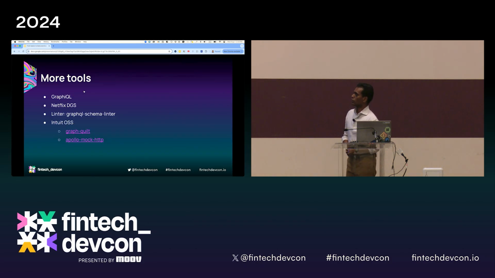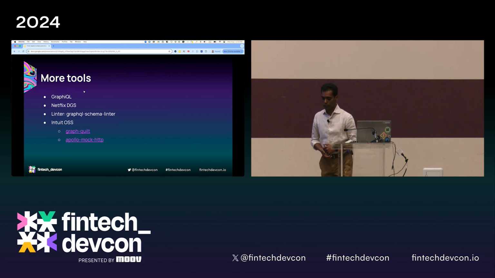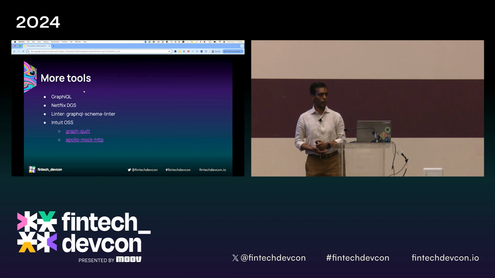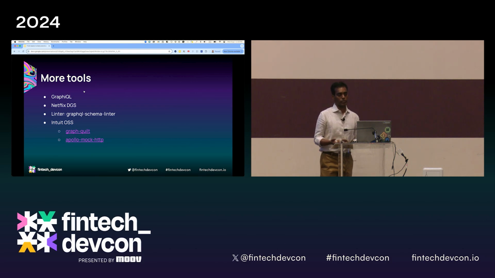There are a few more tools that we found useful. GraphiQL is one of them. You can embed that in your service and make it available in your environment. Your clients can use it to explore and shape the GraphQL queries. It's also part of Netflix GGS. It comes out of the box, and you can enable that.